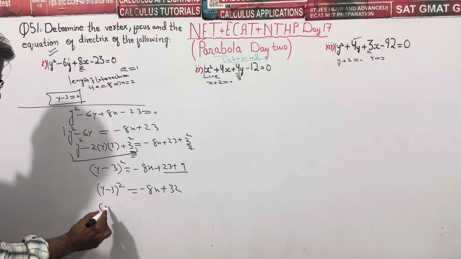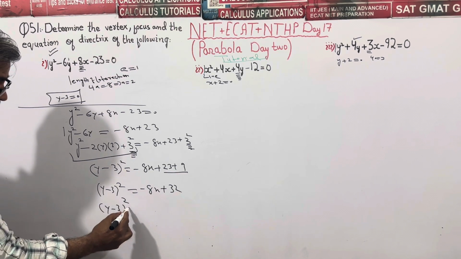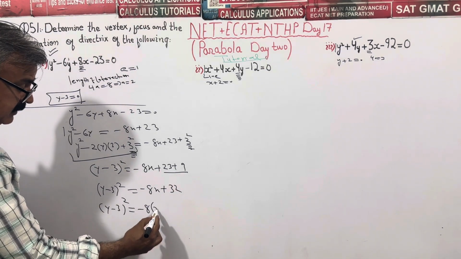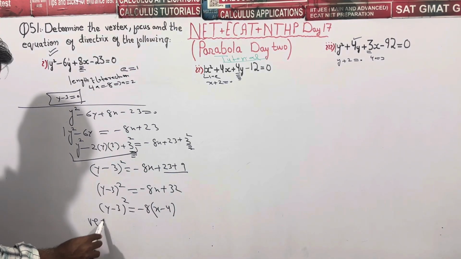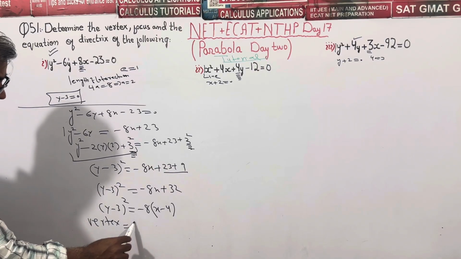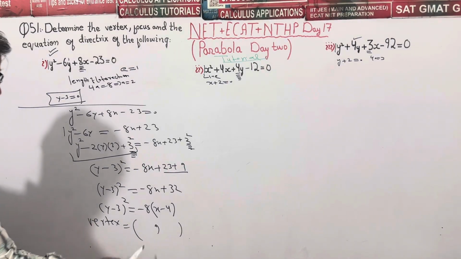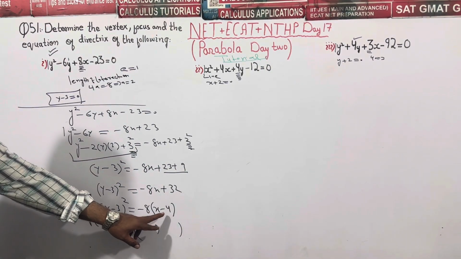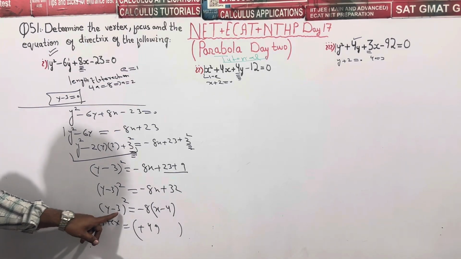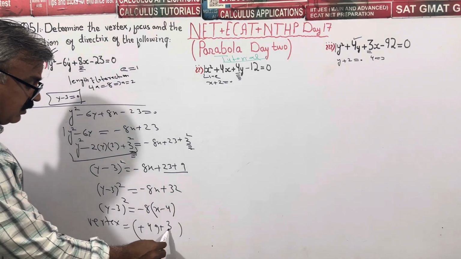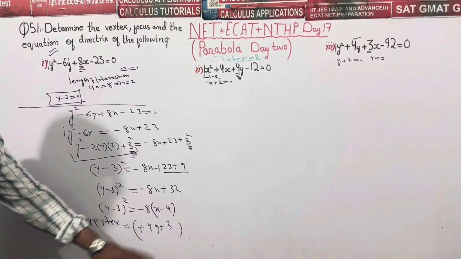There we have to make the coefficient of x also 1, taking minus 8 common, there remains x minus 4. Now we are in a position to find our vertex. Vertex is like the center of the circle. First write the x coordinate, changing the symbol, minus 4 becomes positive 4. Then y minus 3, there is plus 3. That's our vertex.